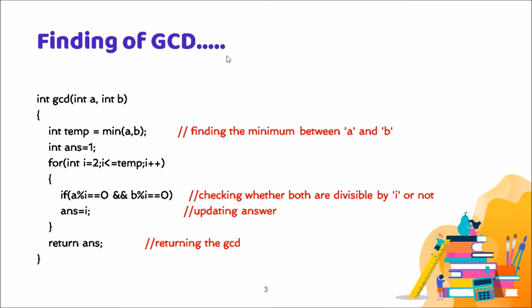as the maximum possible greatest divisor can be the minimum of both. So we store answer equal to 1, as 1 is the smallest factor that divides both the numbers. Then we iterate from 2 to the minimum of a, b. What will be the approach? We check whether any number is a divisor of a as well as of b. If so, we update the answer and return it.